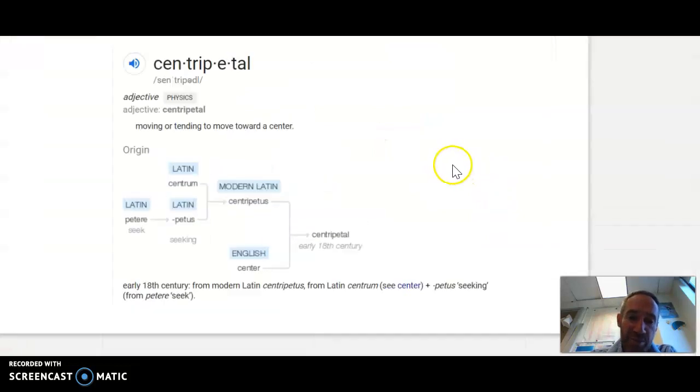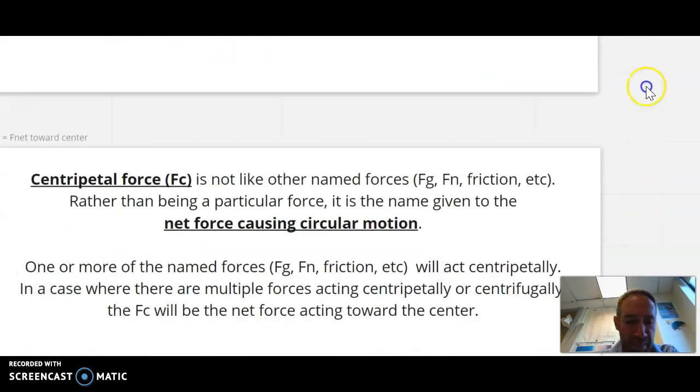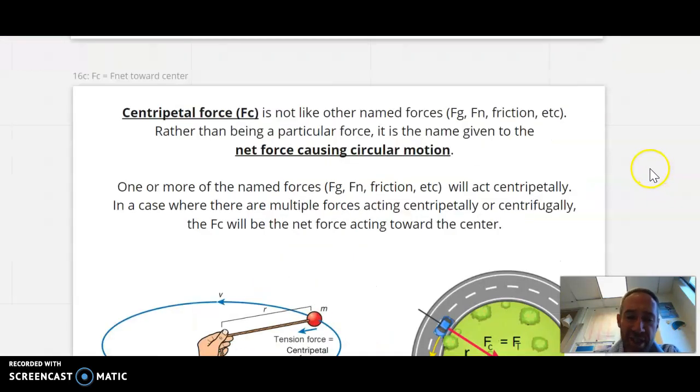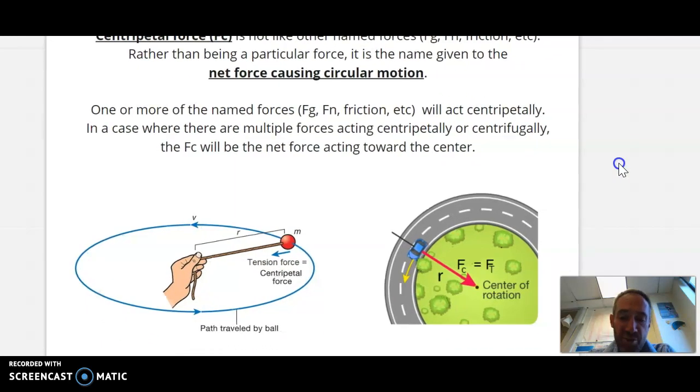Now that word centripetal we've talked about before, which let's just rehash a little bit of that. Centripetal means moving toward the center. It comes from Latin. That literally translates as center seeking. And so that force is going to make the velocity change towards the center, or seek the center. So centripetal force, like I've been saying, is not like other named forces, but it's a net force. So some other force is going to have to come in and be the centripetal force.